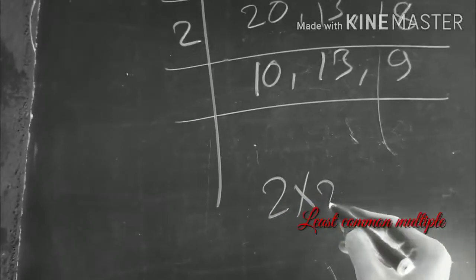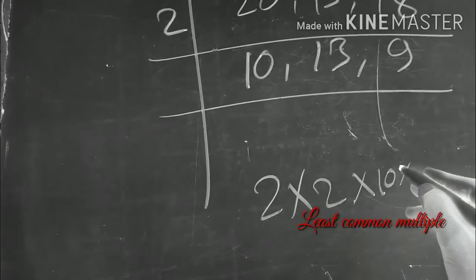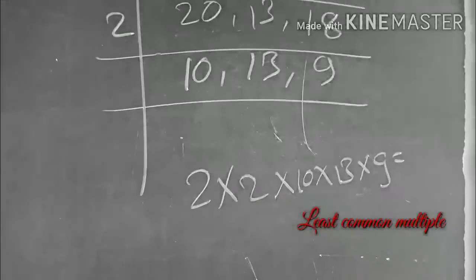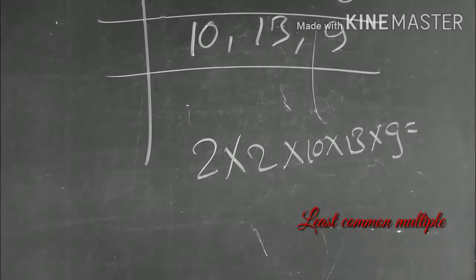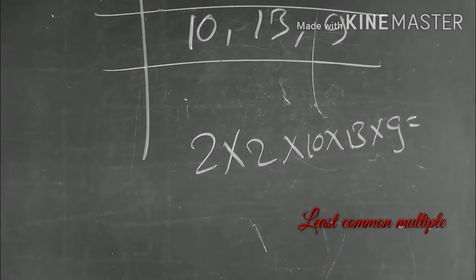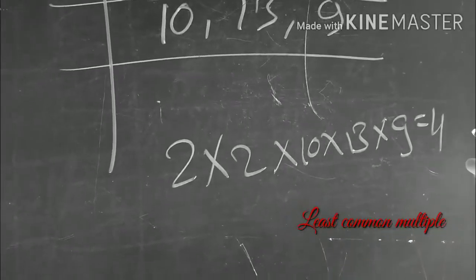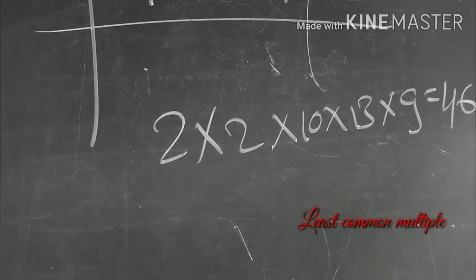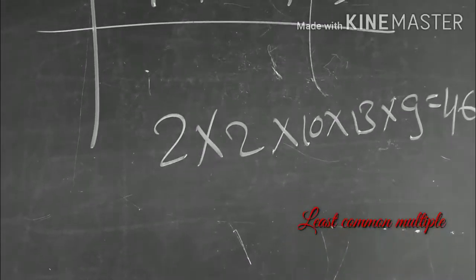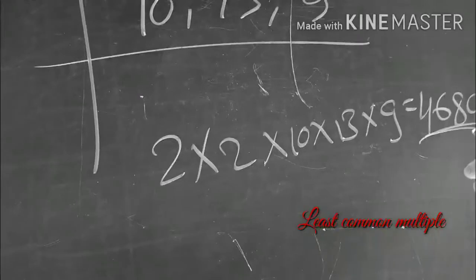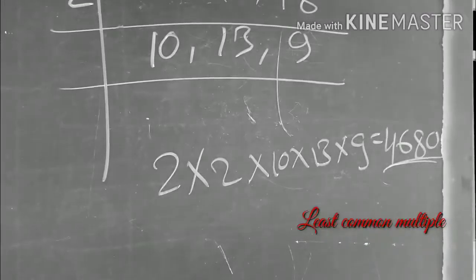So we have to put the remaining ones as multiples. 2 multiple, 2 multiple, 10 multiple, 13 multiple, 9 multiple. 2, 2, 9, 13, 10. After multiplying we get 4680. 4680 is our final answer. The LCM of this question is 4680.